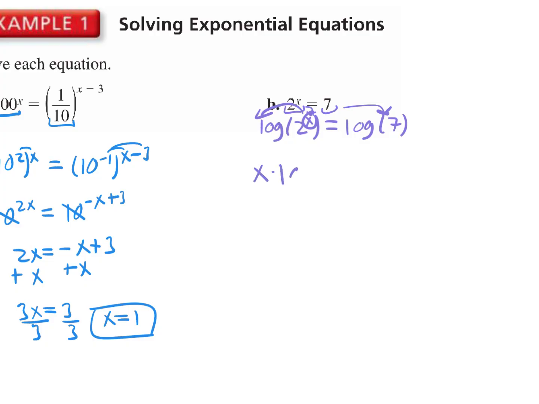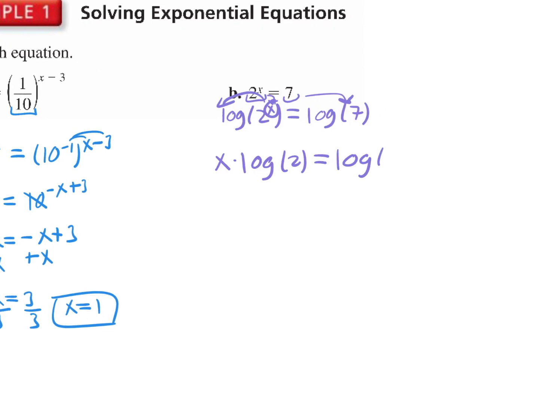So this becomes x times log of 2 equals log of 7. All right, so if you plug in log of 2 into your calculator, you will get a number, right? So this right here, this is a number, right? If you put log 2 in your calculator, you will get a number. So what you can do is you can divide both sides by log 2.